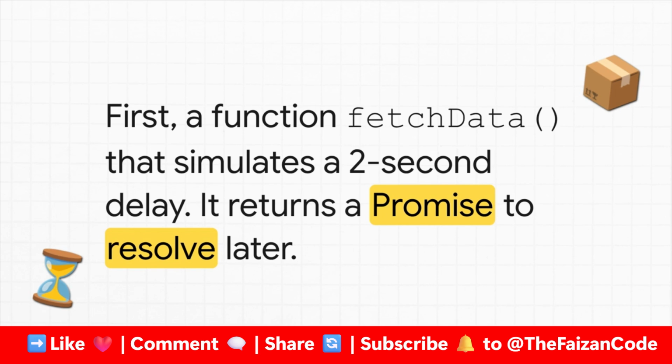We've got a function here, we'll call it fetchData, and it pretends to be a network request. So it takes 2 seconds to finish, and the most important part is that it returns a promise. That promise is like an IOU, a placeholder for the data that's coming eventually.